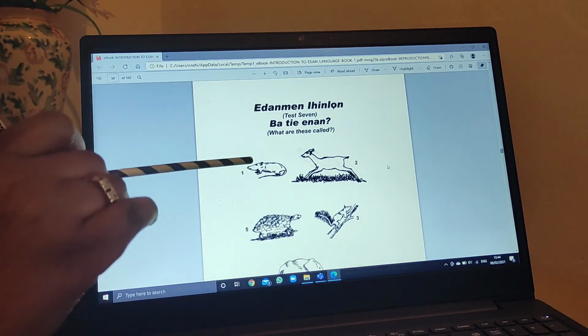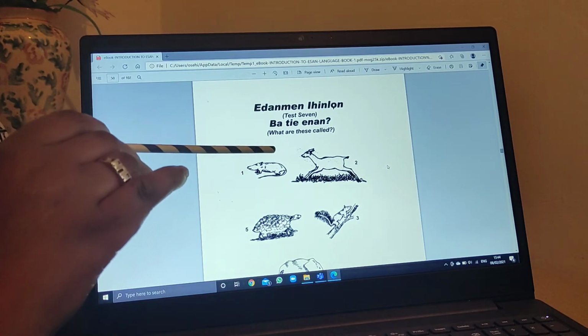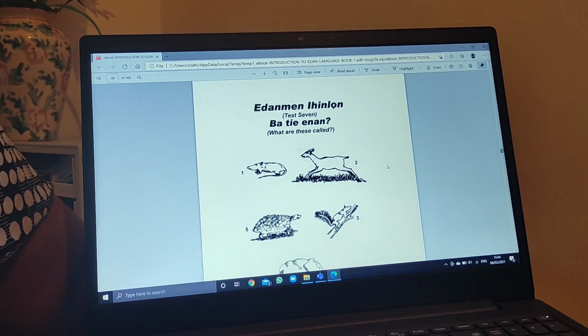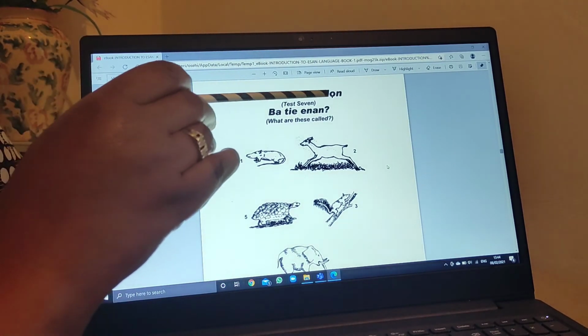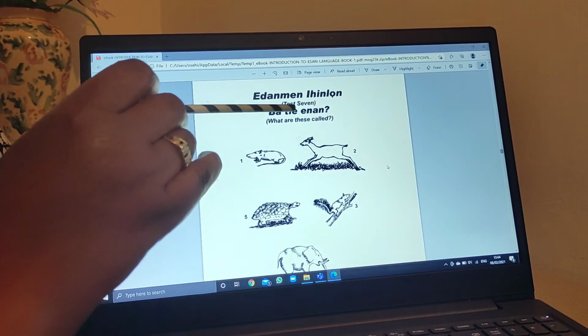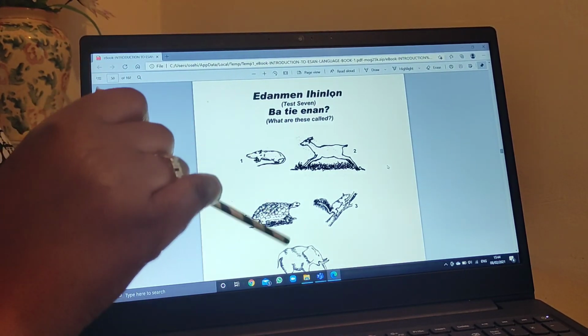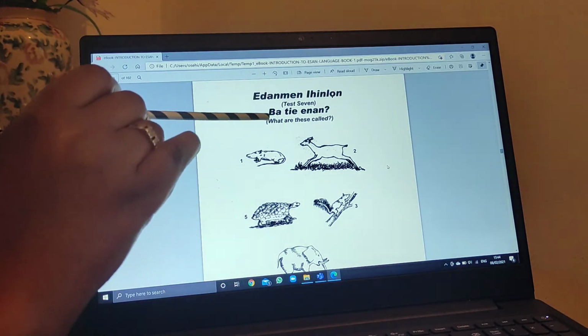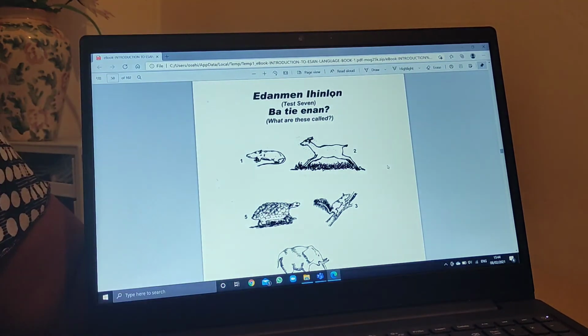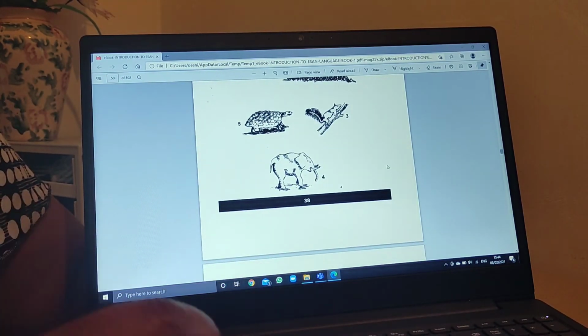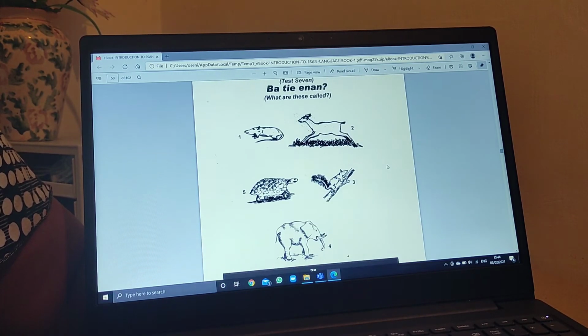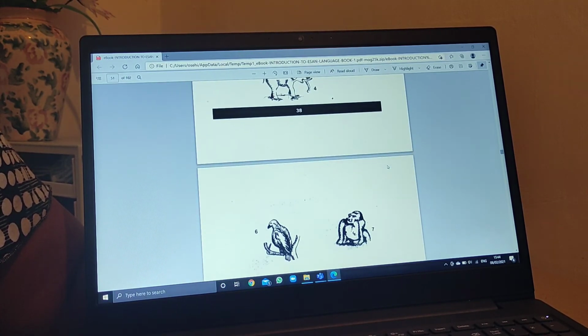And then here we have the edame, as usual. So edame ihilo, which is test 7, which is the homework for lesson 7. So those of you who have the book, this is a time you will please try and test yourself and try and see if you can remember all these animals we have just learned.